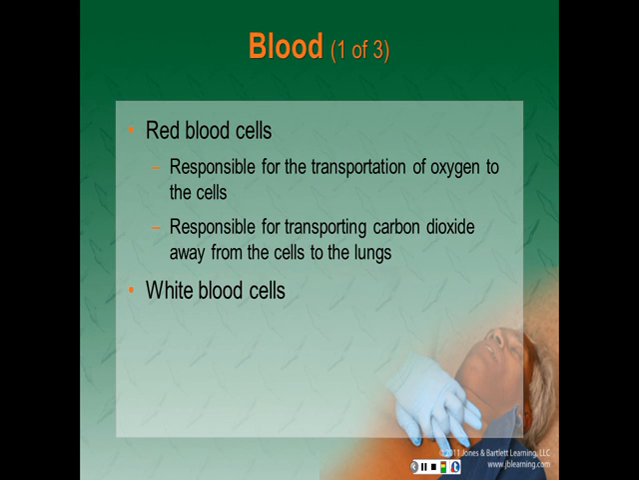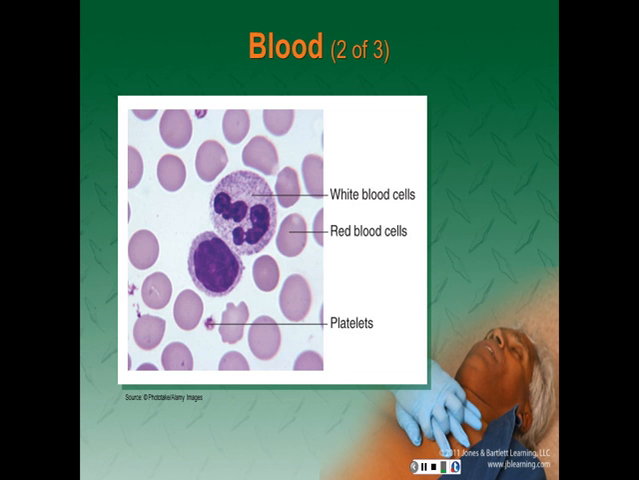Red blood cells are responsible for the transportation of oxygen to the cells and for transporting carbon dioxide away from the cells to the lungs. Then we also have white blood cells. You can see in the picture here, white blood cells are larger, red blood cells are smaller and slightly oddly shaped, and then platelets are also part of this function.